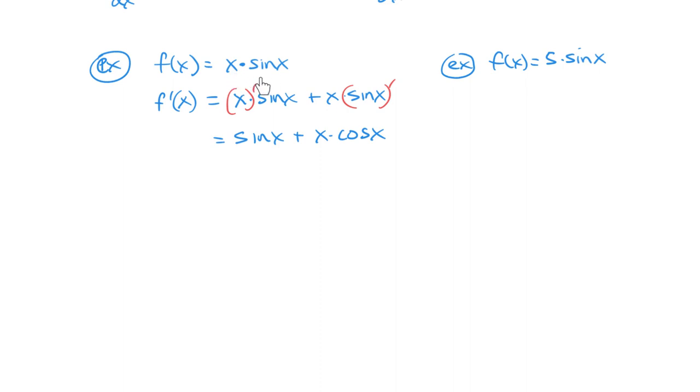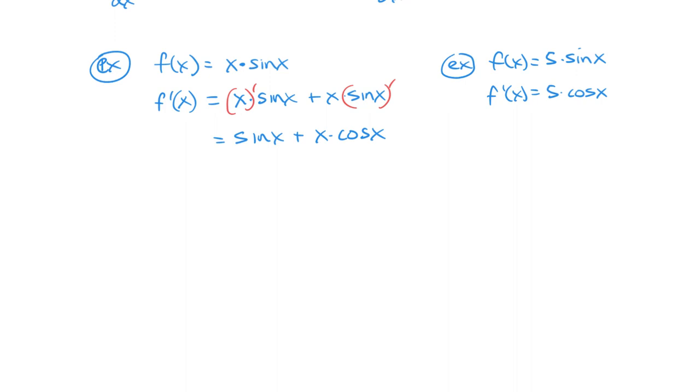Here we've got a variable here and a variable here. We need the product rule. They're being multiplied. Here we just have a constant times this function with a variable. So the 5 goes along for the ride, and f prime of x is just going to be 5 times cosine of x. Okay, so the point is if you just have a constant here, you don't need a product rule. You can use it, but you'd just be sort of wasting this step here.